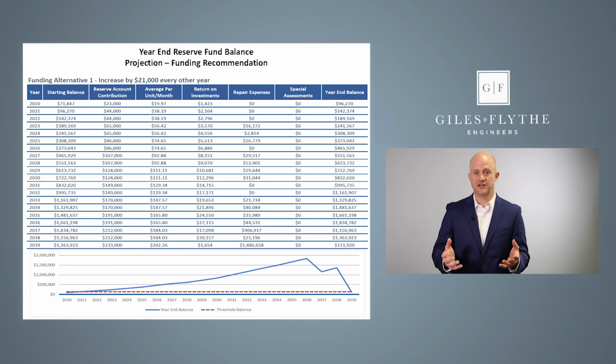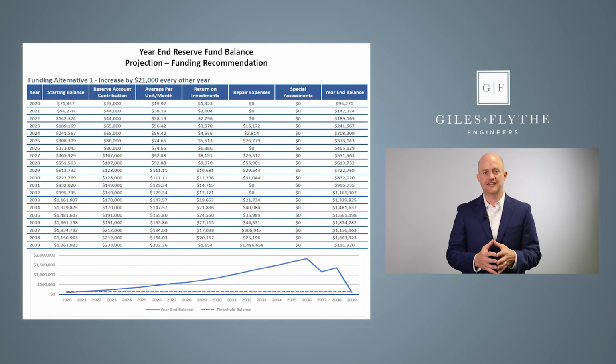How much should the threshold balance be? We typically recommend an average year of capital repair expenditures. Again, that threshold balance typically we would recommend it be an average year of those capital repair expenditures. So we take the total amount over the term, over the 20 years of the study, we divide it by 20, and then that gives us an average year balance. For this community, I think it was right around $100,000 was what the threshold balance that we recommended was.